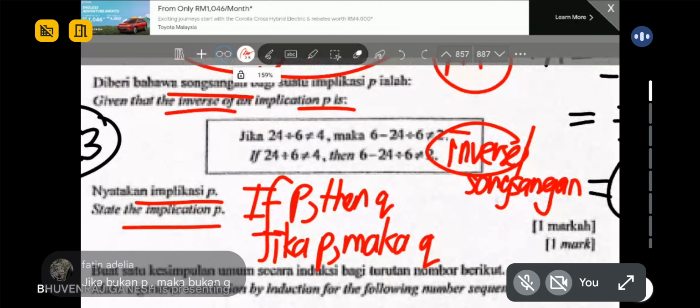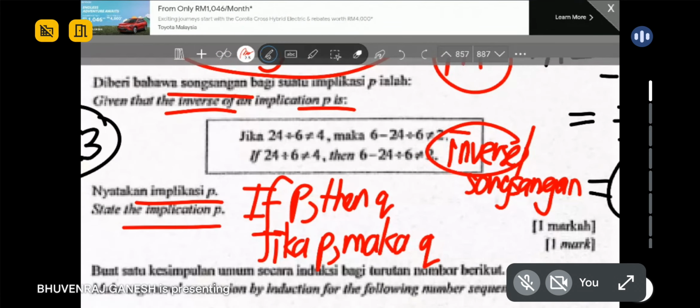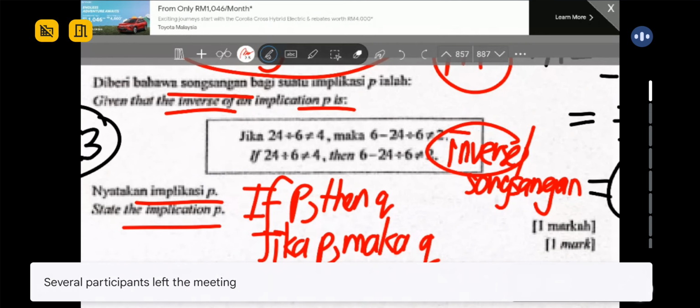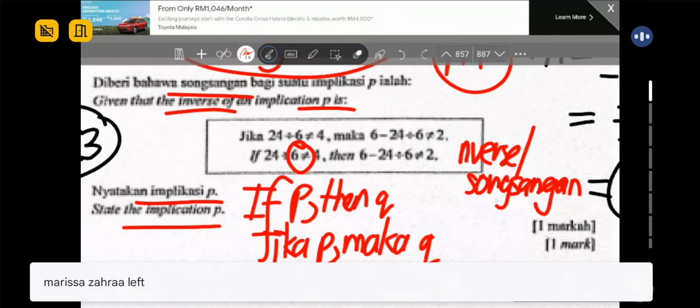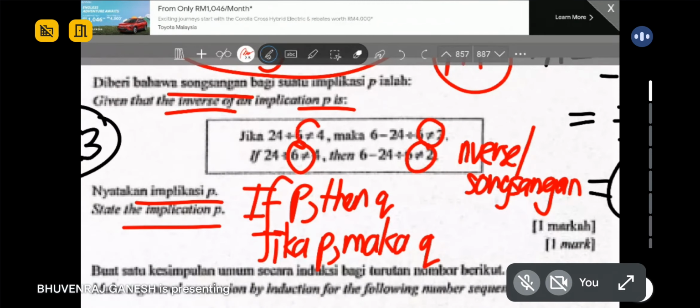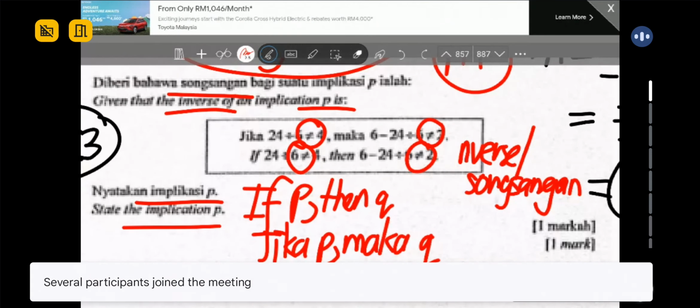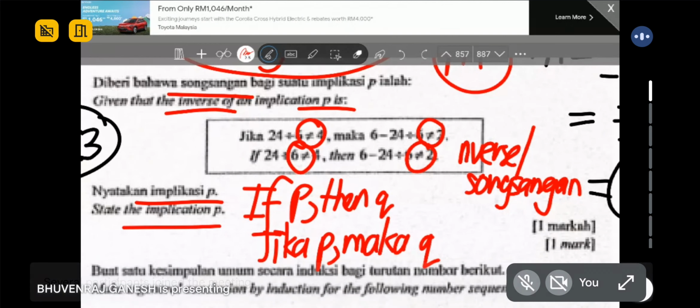Fatin Adilia betul. Okay, so format bagi songsangan, jika bukan P, maka bukan Q. Faham? For inverse, the format is always if negate P, then negate Q. Okay, kamu kena buat penafian. That's why kamu nampak simbol tak sama dengan kat sini. Can you see that? You have not equal to sign. So this is an example of negation, penafian. Okay? Understand? Get the concept?